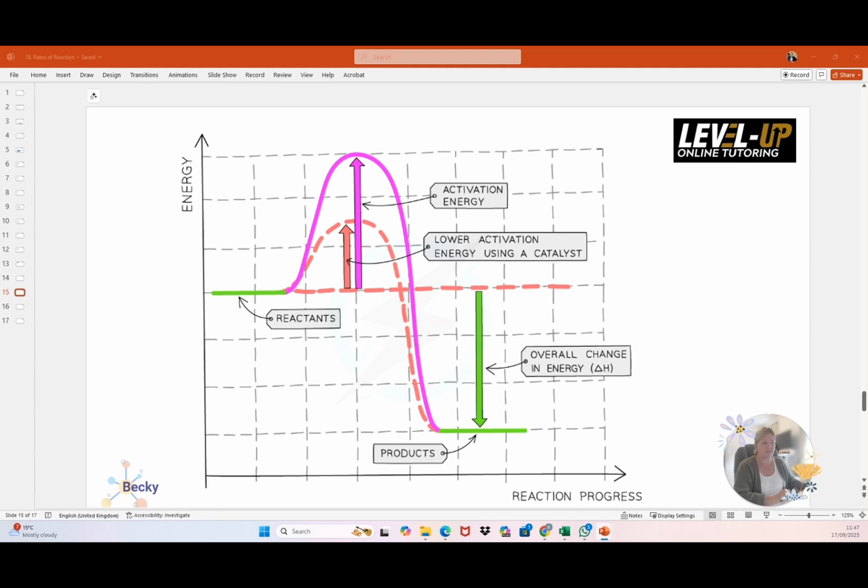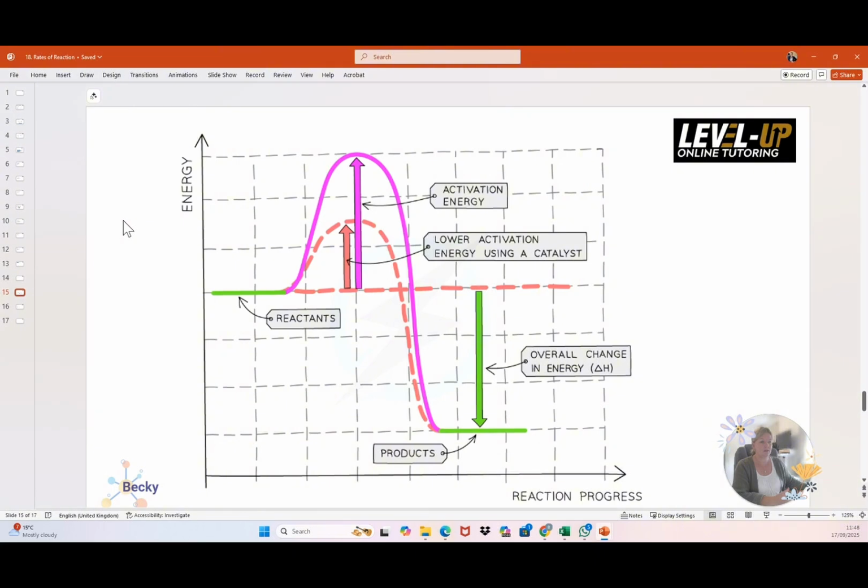So the purple line is the activation energy, and when we use a catalyst, it lowers that activation energy. So what that means is some of those collisions that weren't successful, we're now lowering that energy value, so they don't have to collide quite as hard to react. So if I lower that value, then actually some of those other collisions might then be successful collisions.